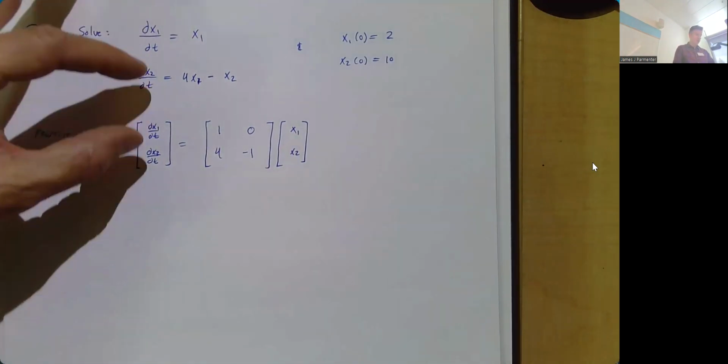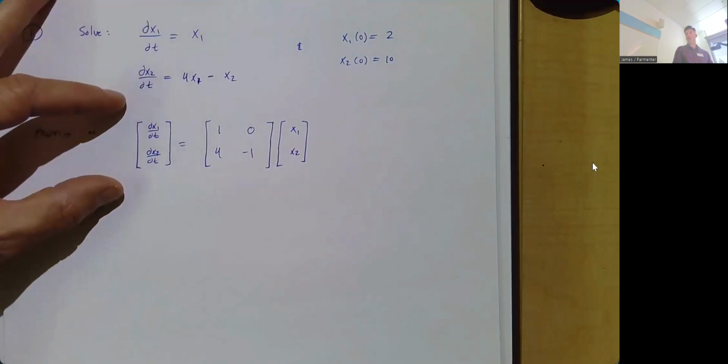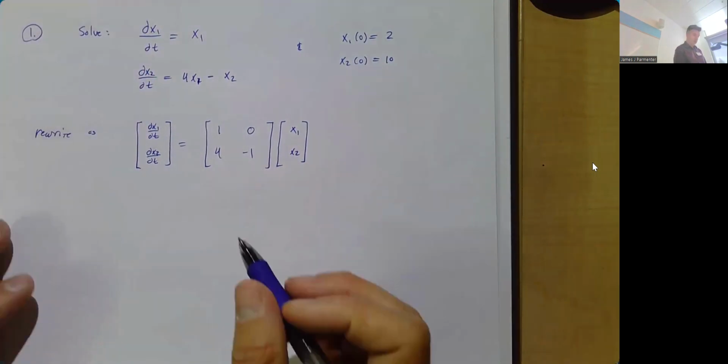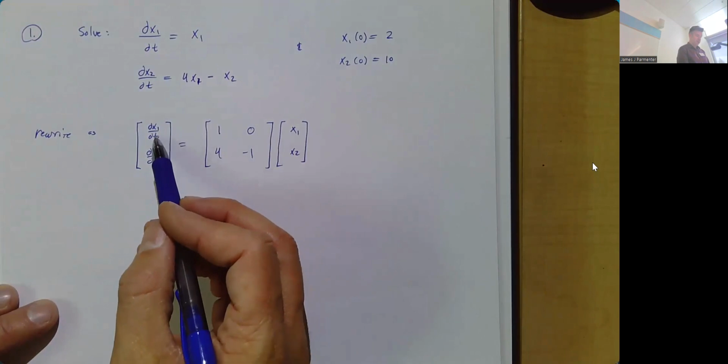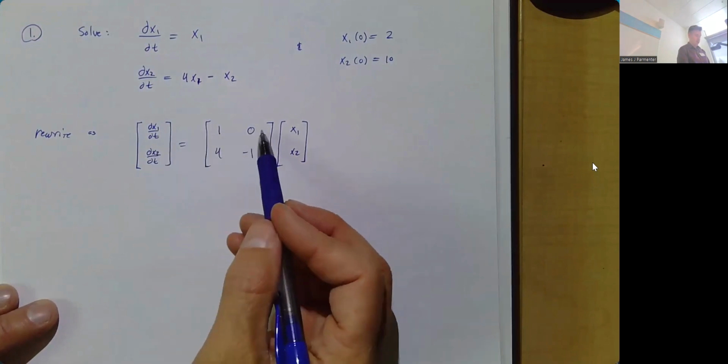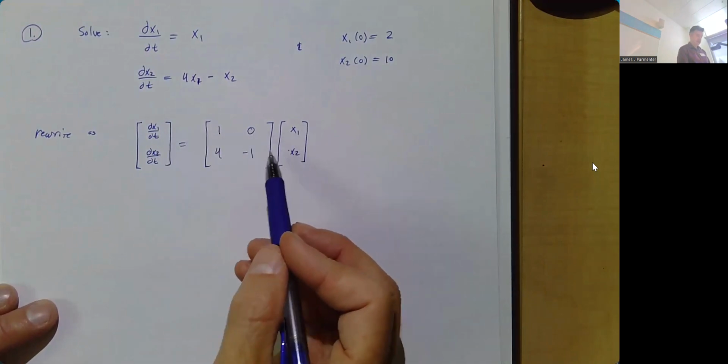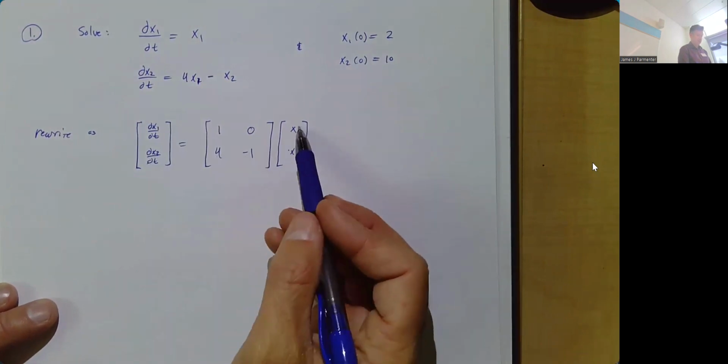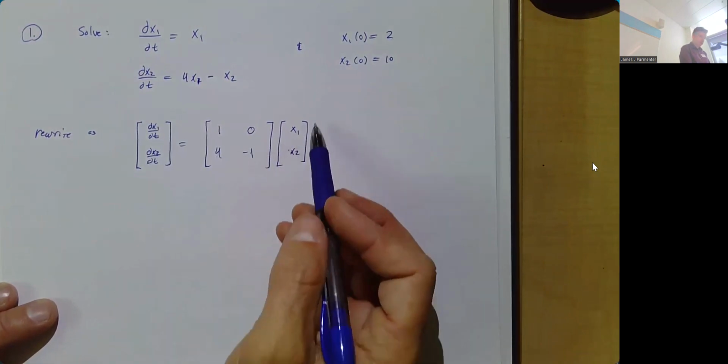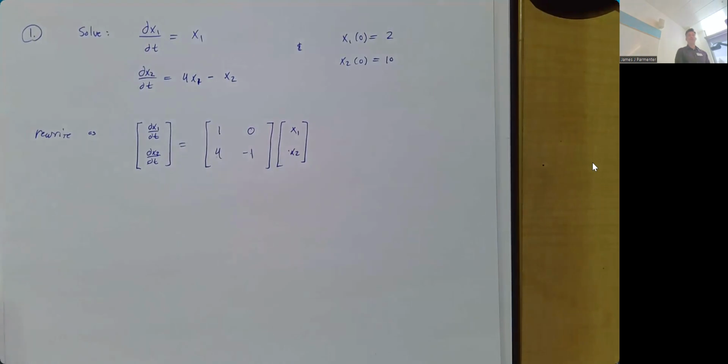These two things I've written here are the same thing. It's written differently. But really, if you multiply this out, this is just saying dx1/dt equals 1 times x1 plus 0 times x2, and dx2/dt equals 4 times x1 minus 1 times x2. Literally the same equation I've written there. But we're writing it as a matrix equation, so then we can find the eigenvalues and do all the stuff we did before.